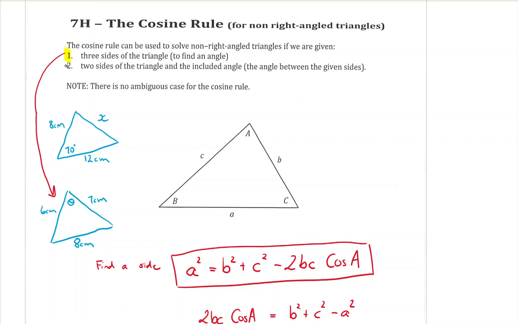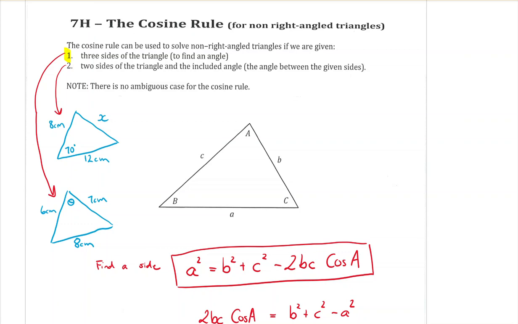Option number 2 is if you have two sides of the triangle and the included angle. That's this one here. So here's my two sides and my included angle, and you'll be trying to find the third side. So I guess the cosine rule always involves three sides, which the sine rule never does. Either you've got all three already and you're trying to find an angle, or you've got two of them and the included angle and you're trying to find that third side. It is very important that you learn to identify which rule you can use when.